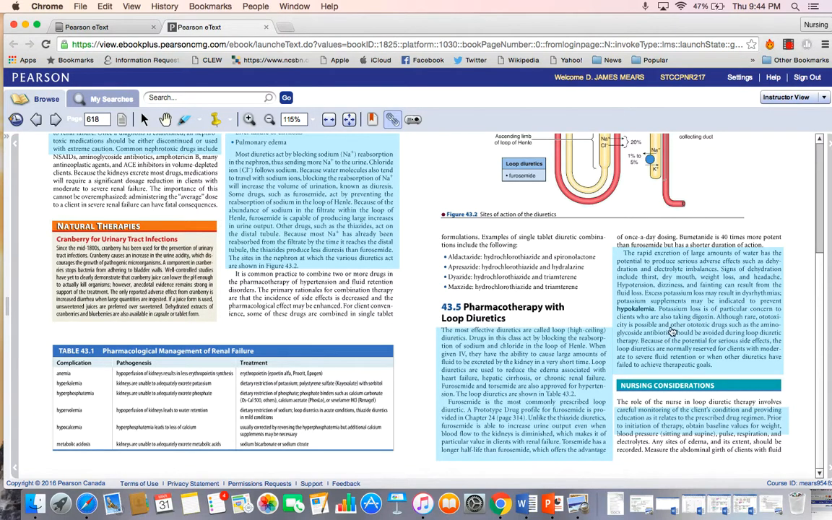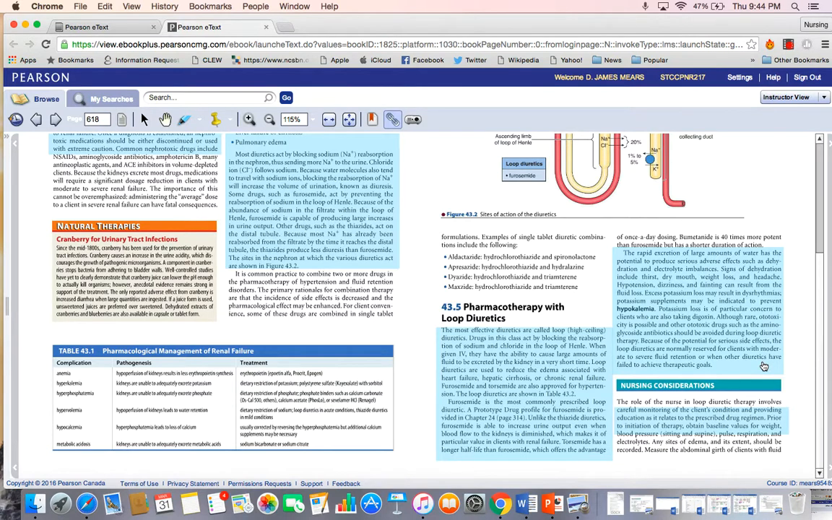Potassium loss is a particular concern for clients who are also taking digoxin. So digoxin and a loop diuretic together really put your client at risk for hypokalemia. Be on the lookout for that. That's potentially life-threatening when your potassium levels drop too low.